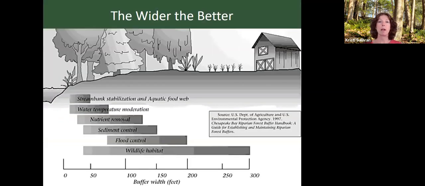So in terms of buffers, the wider you can have a buffer, the better. Just with a little bit of trees along the stream bank, you can have some stabilization. But the wider you can make it, the better it is as wildlife habitat. So 300 feet wide is optimal as a minimum for wildlife habitat. That's not always possible, but if you just think in terms of the wider the better, it's a good concept to keep in mind.